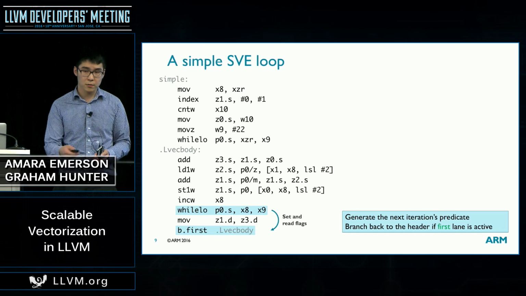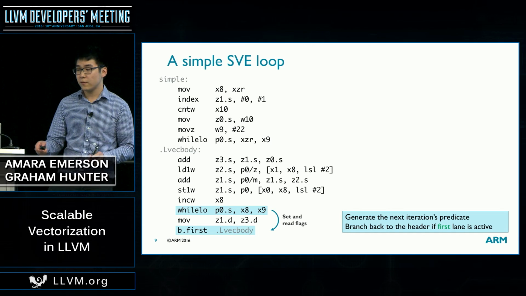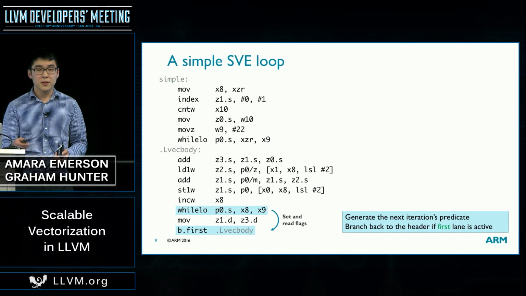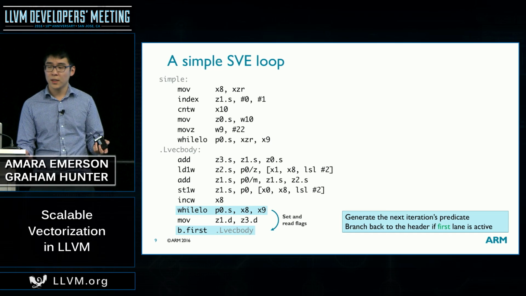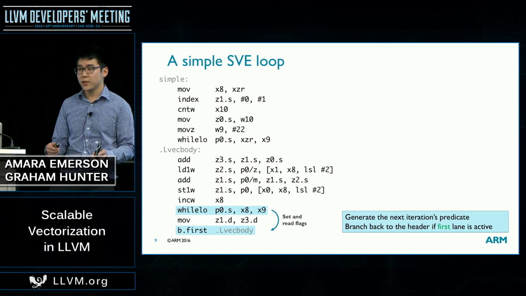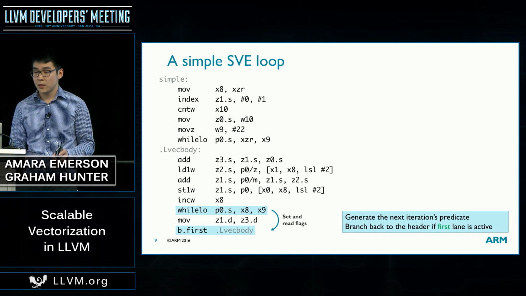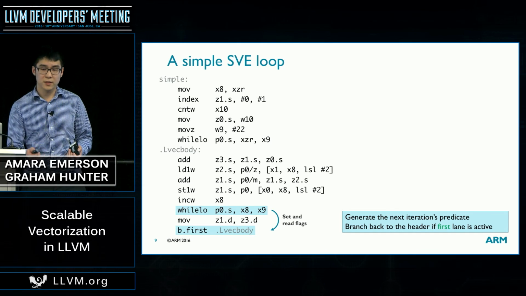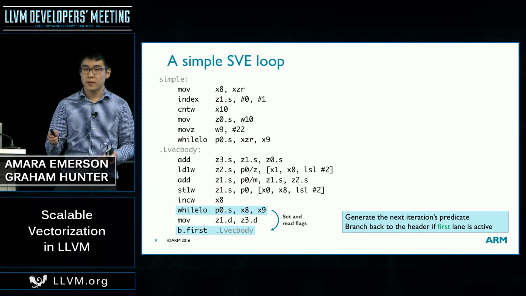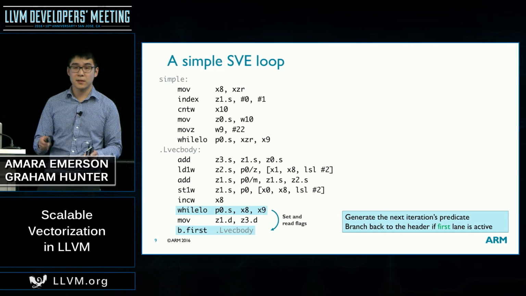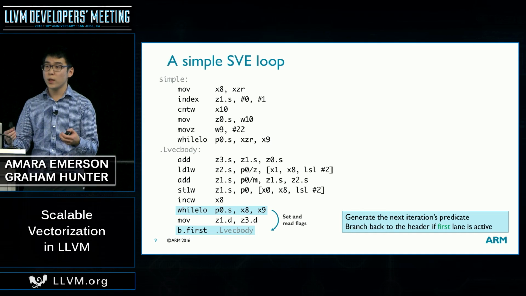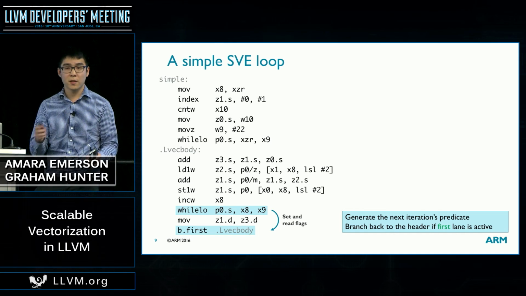One of the features of the whilelo instruction is that it sets the flags for us. These are the same condition code flags that we use for normal compare and branch, the NZCV register. What that allows us to do is reuse our existing branch instructions to decide when we want to branch back to the loop header. The whilelo instruction does a test on the predicate, and then we decide, okay, if the first element of the next iteration's predicate is active, that is, do we have more work to do? Branch back to the loop header.